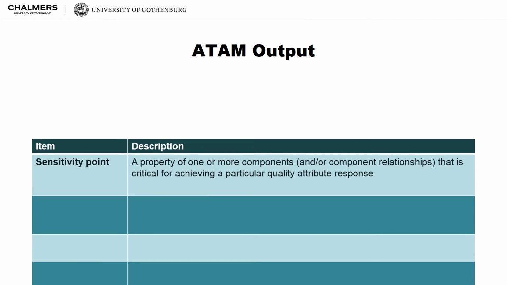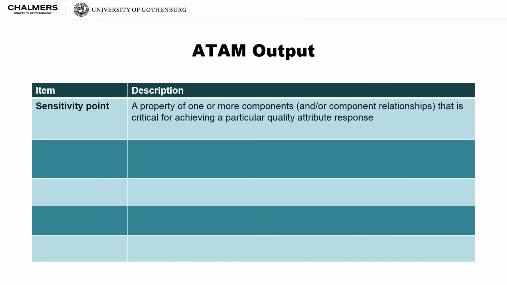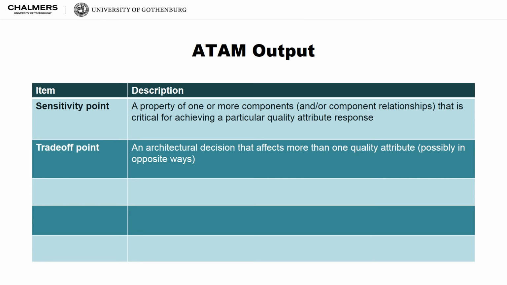ATAM output is organized into 5 artifacts. Sensitivity points are parameters of the architecture to which some quality attribute is highly related. Trade-off points are parameters of the architecture that affect multiple quality attributes in opposite directions.